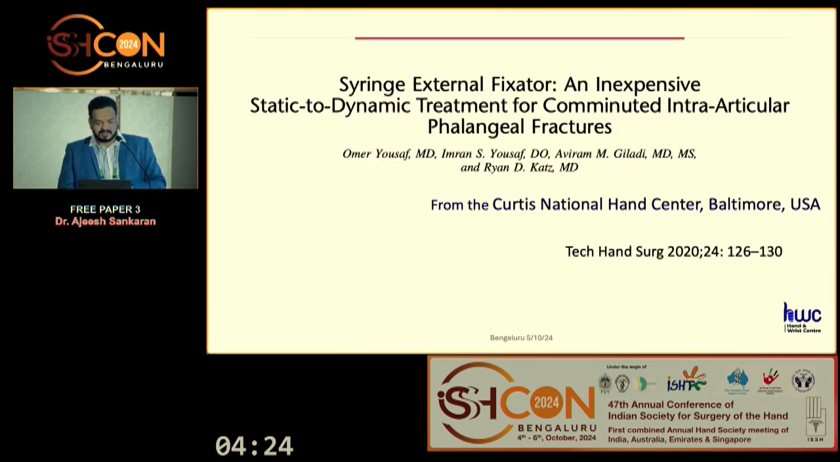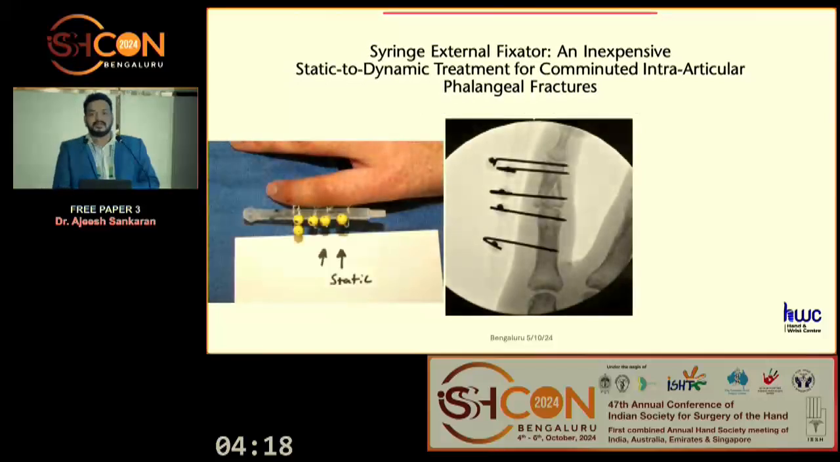So in 2020, a study from the Curtis National Hand Center came up with the syringe external fixator idea of using the barrel of a 1 ml syringe, which is an insulin or tuberculin syringe, as the external fixator. And this is a case that they had reported back then, and you could see how the pins are transfixing the barrel and onto the fracture as well.